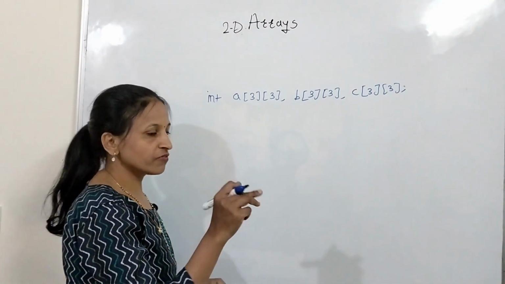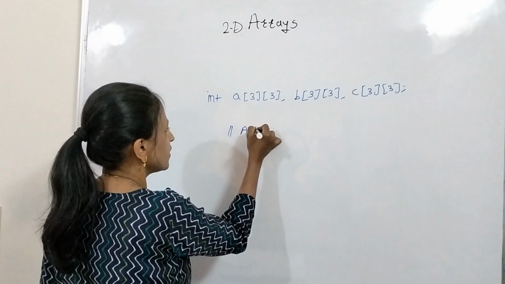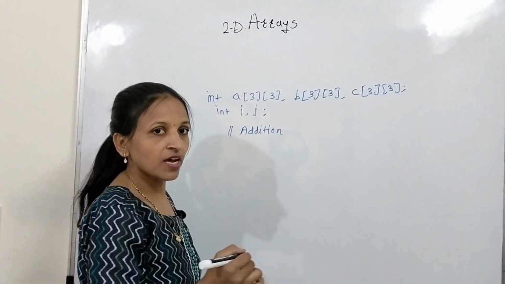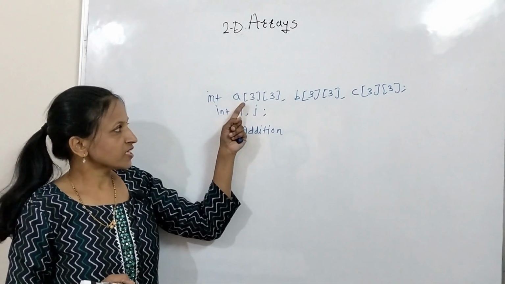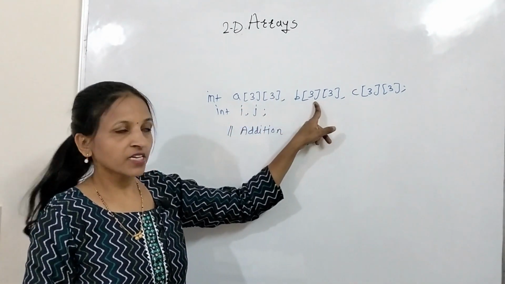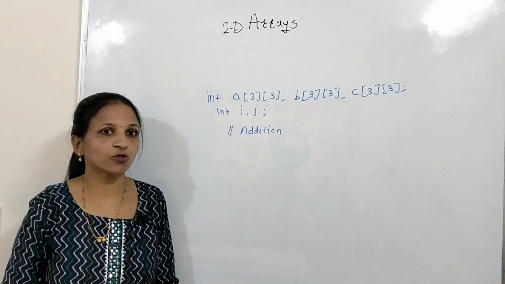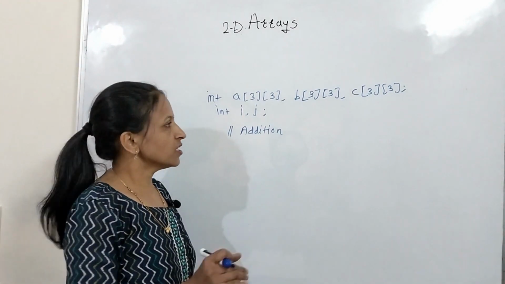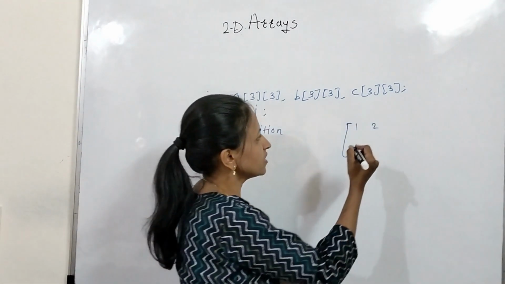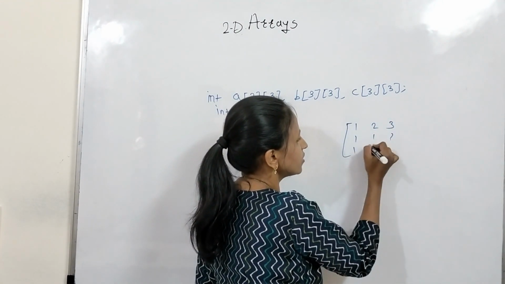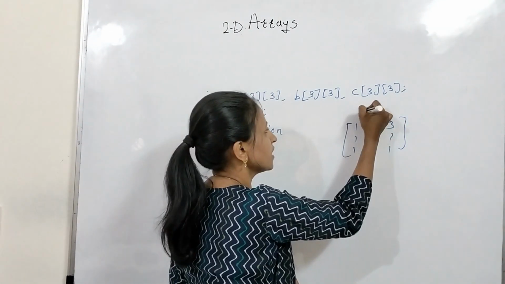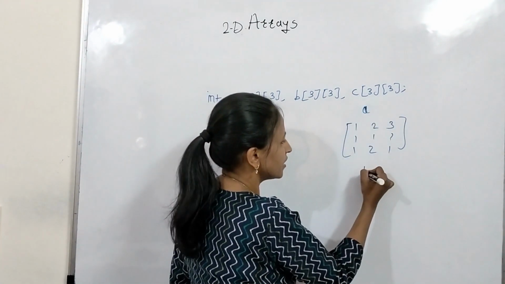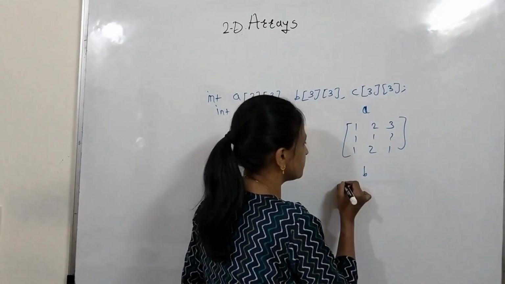And for addition, what will be the logic? See here, for adding two matrices, we will declare two counters here, i and j. First we will accept the first array, then the second array. After accepting both the arrays, we have to write the logic for addition of those two matrices. Let the first matrix be like this, 3 by 3, this is 1 2 3, 1 1 1, 1 2 1. In this way the first matrix, the A matrix. Then the second matrix, consider B is like this, suppose.